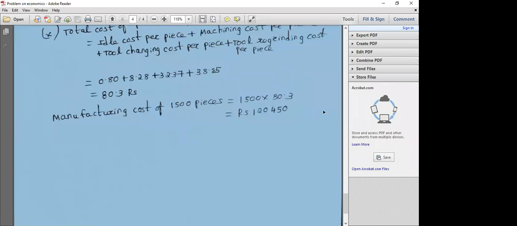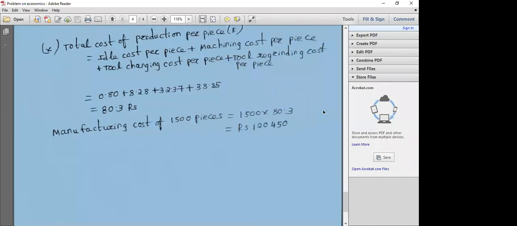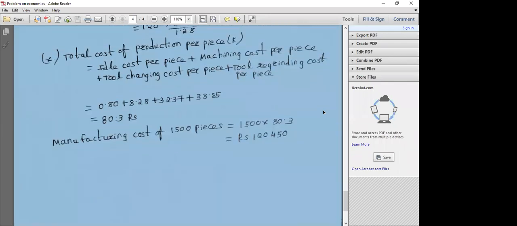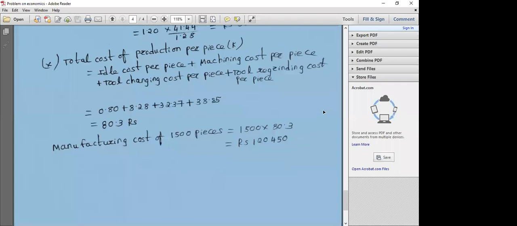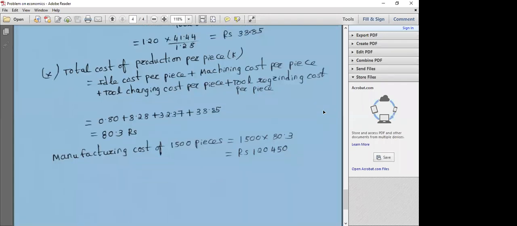And what is the ideal cost? You already have got 80 paise. Machining cost per piece you have got as 8 rupees 28 paise. Tool changing cost you have already got as 32 rupees 37 paise. And the tool regrinding cost is 38 rupees 85 paise. So the total cost we will be getting as 80 rupees 30 paise.